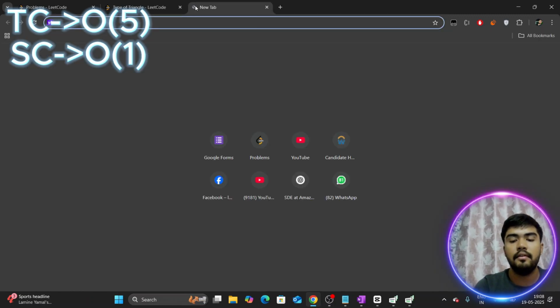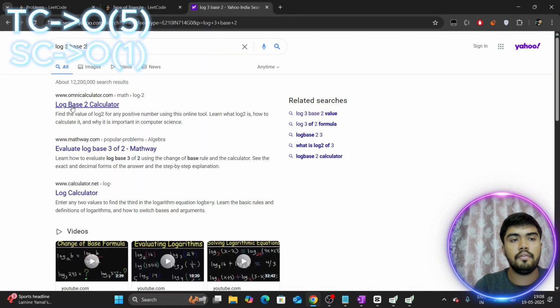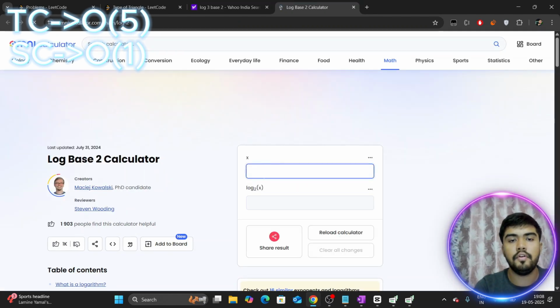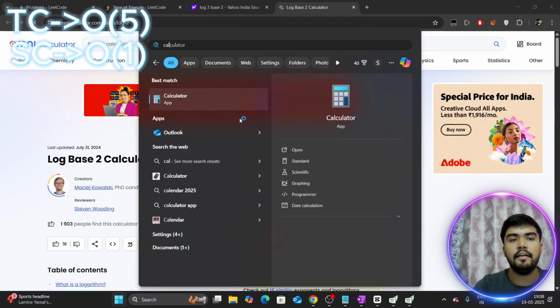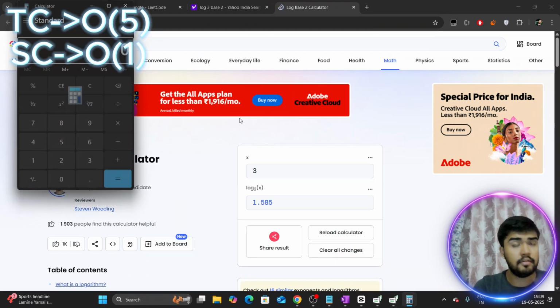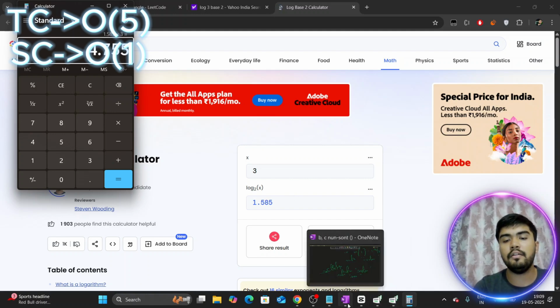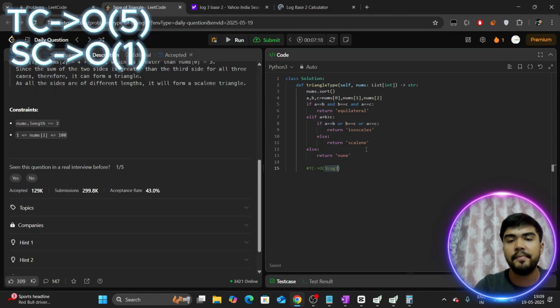So how much is it? Log 3 base 2 is kind of 1.585. Multiply 1.585 by 3. So it is 4.755. I can consider 5 in whole numbers altogether. So the time complexity is kind of O(5).